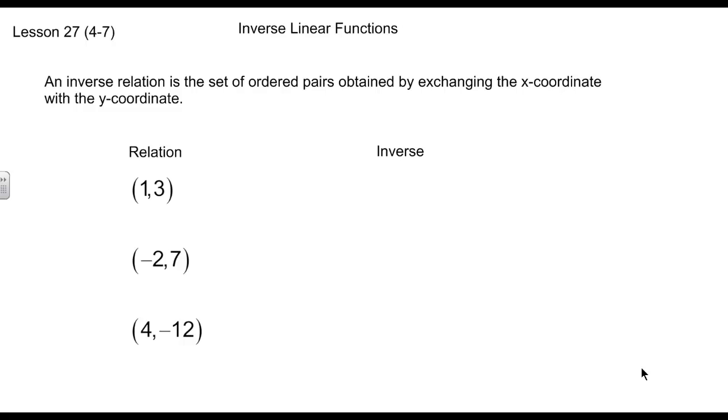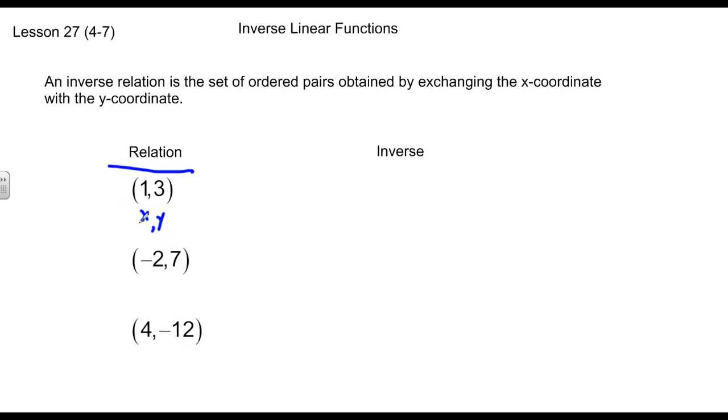Next topic we're going to discuss is inverses of linear functions. Now, as the definition states right above, an inverse relation is basically just a set of ordered pairs obtained by switching or exchanging the x and the y coordinates. So you'll see over here I have a relation which is defined as a set of ordered pairs or x and y values.